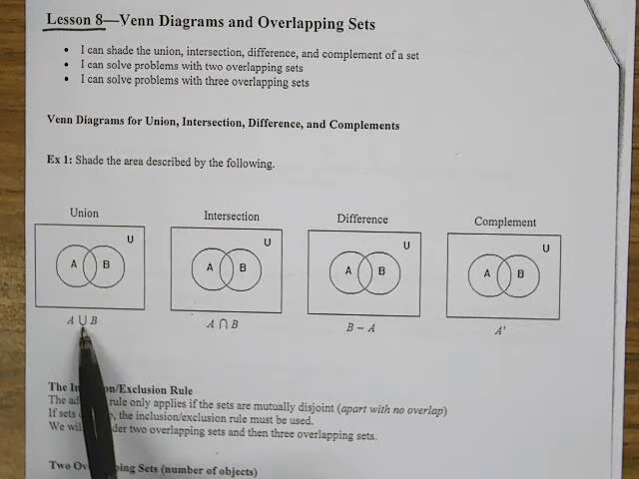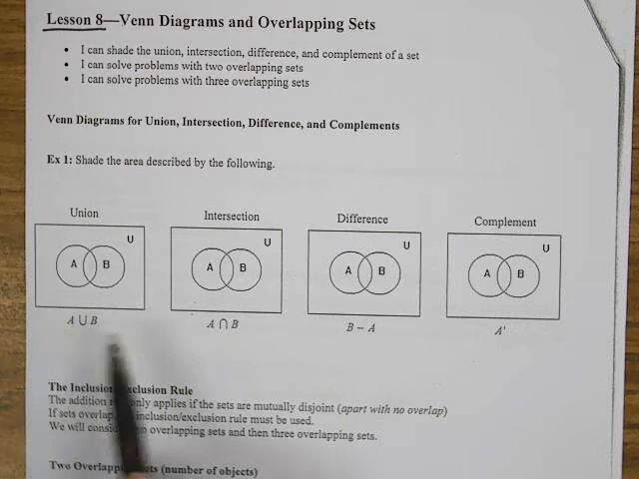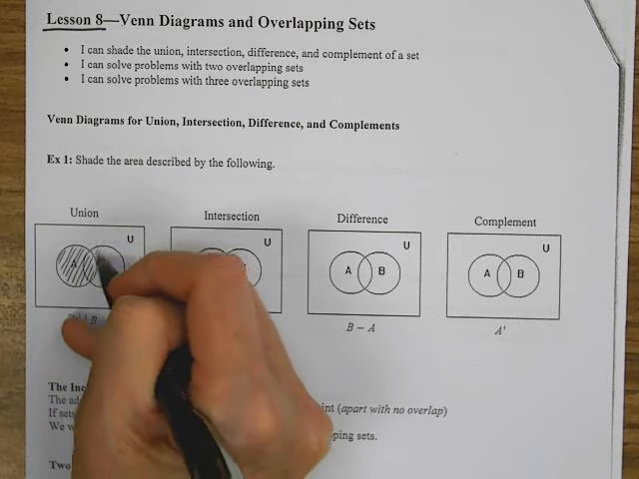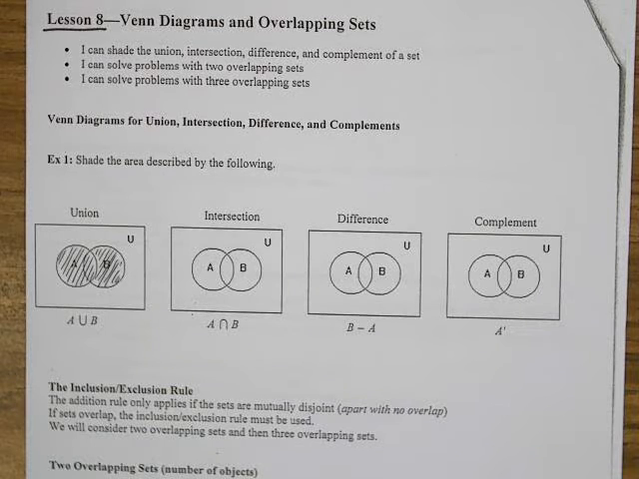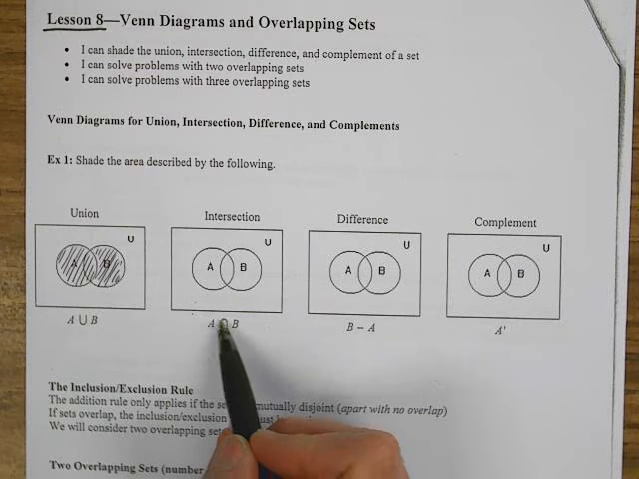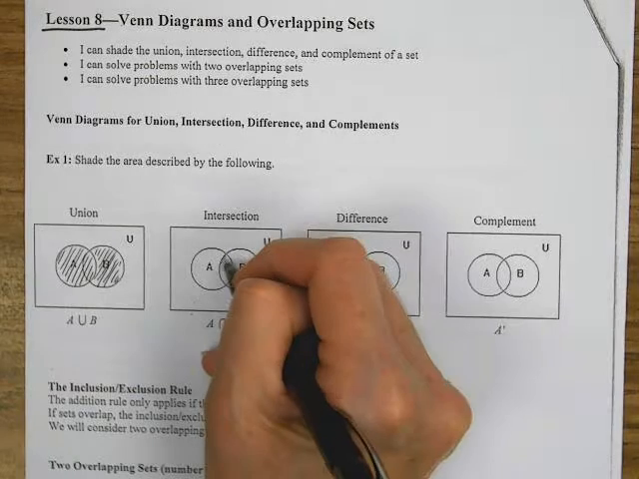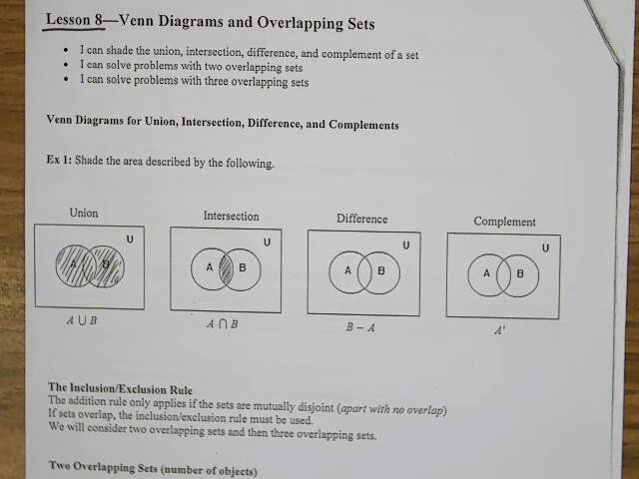Union, right, has the U symbol. If we want A union B, it means we want everything in both sets. So I would shade all of A and then include everything in B. So everything in either one of those sets, even the overlapping, all of that is included in A union B. Intersection's probably the more obvious one, right? An upside down U is the symbol. If we want A intersect B, we're talking about, of course, the overlap between A and B and just what A and B have in common.